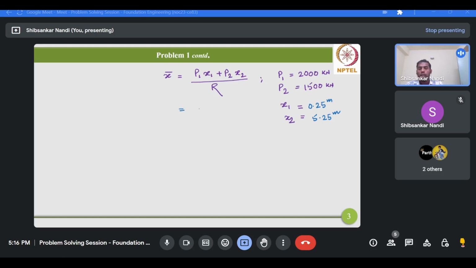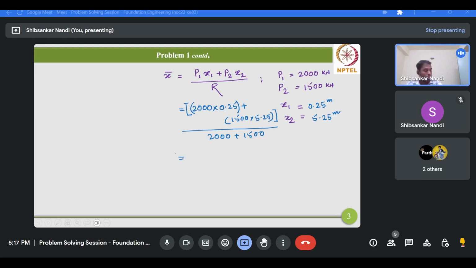Now it becomes very easy to calculate x bar. So 2000 multiplied by 0.25 plus 1500 multiplied by 5.25, divided by the resultant. Resultant means P1 plus P2. So 2000 plus 1500.